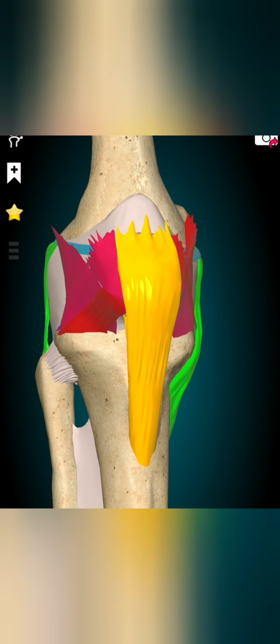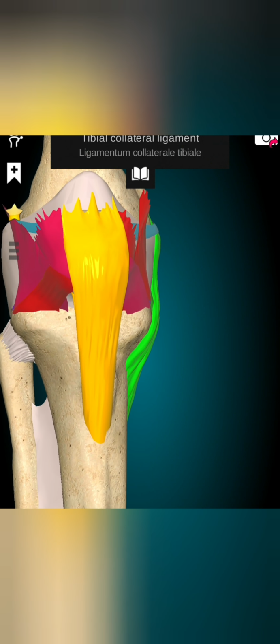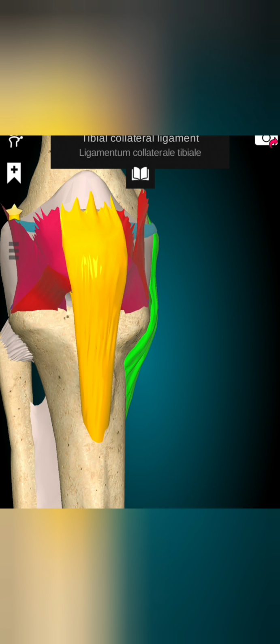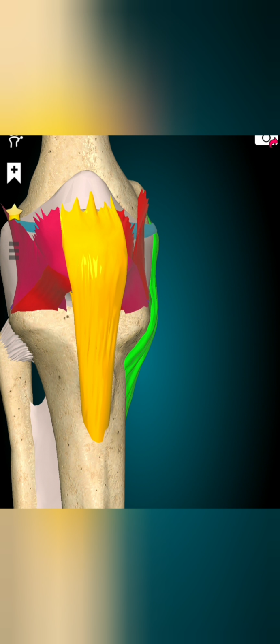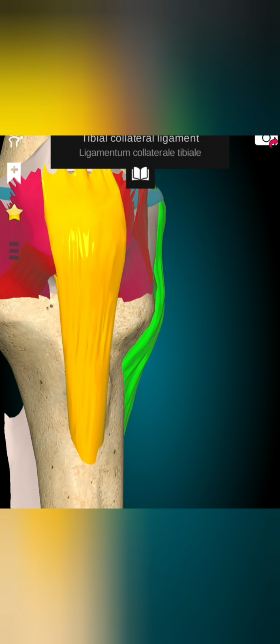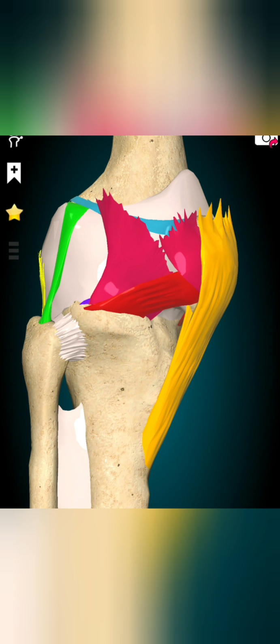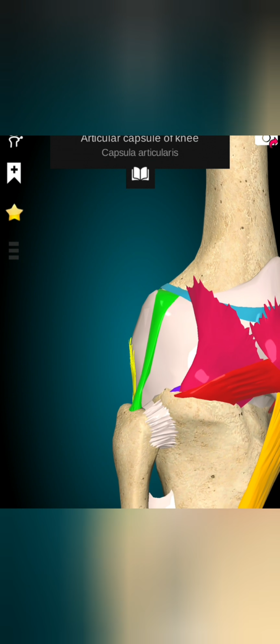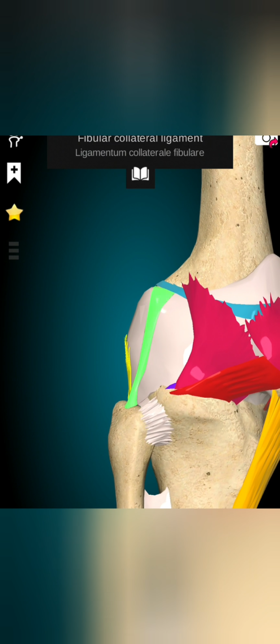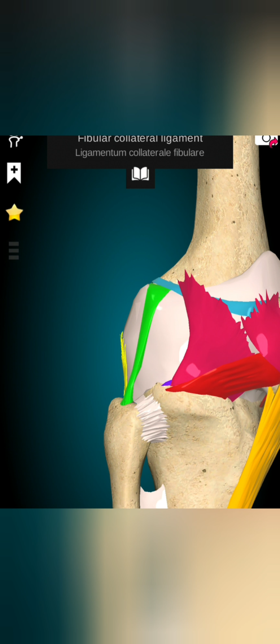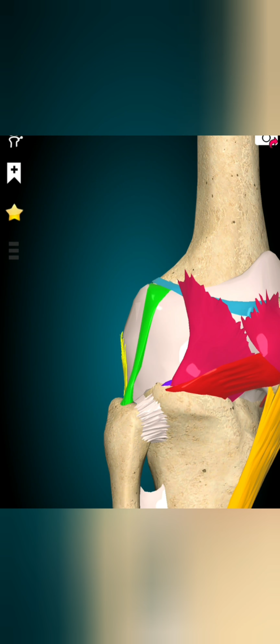And right over here, these two green ones are the medial and lateral collateral ligaments. The green one on the medial side is also called the tibial collateral ligament, and the one on the lateral side, which attaches on the fibula, we call the fibular collateral ligament or the lateral collateral ligament.